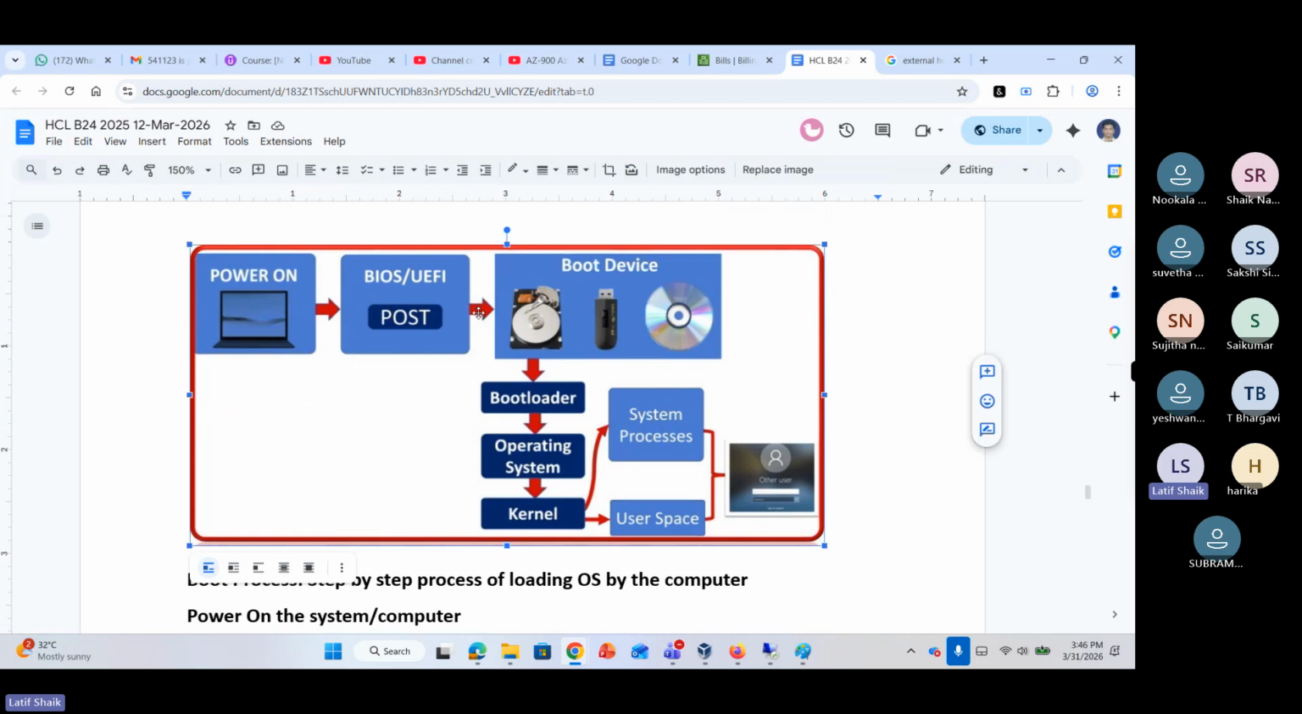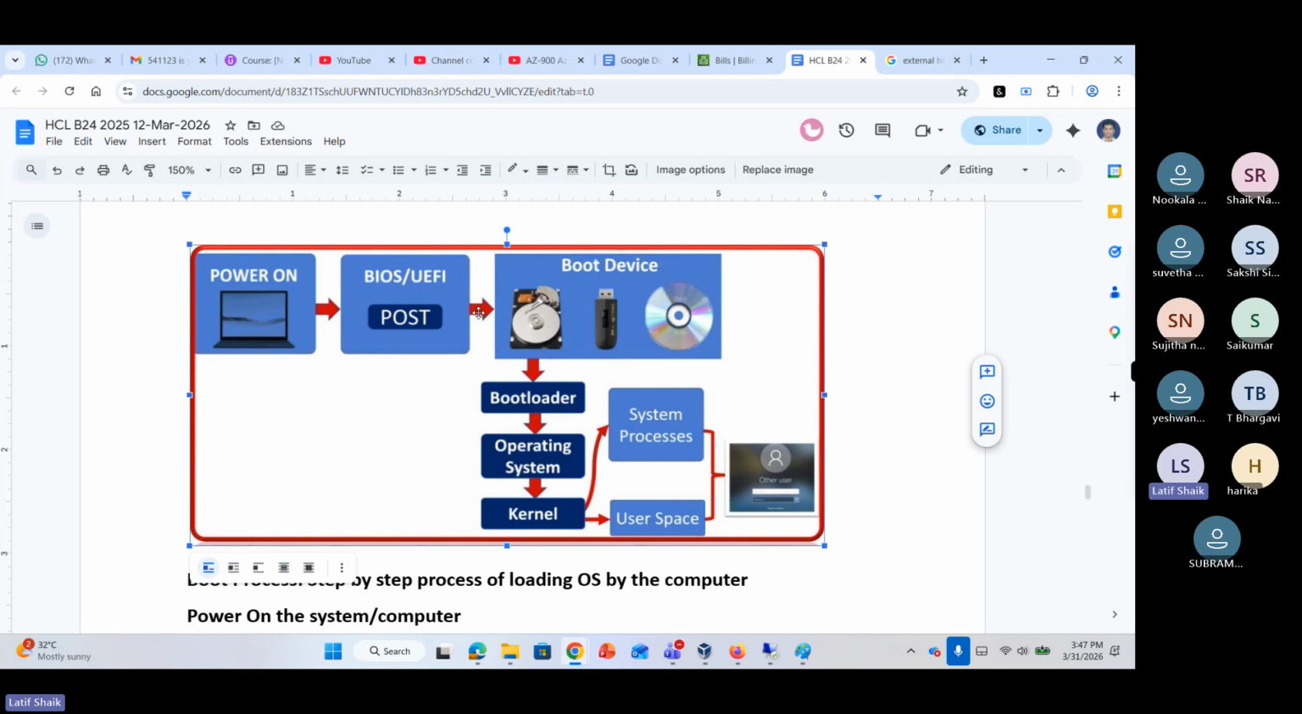This picture helps you to remember. First, you have to power on. What is second? What is first? You have to power on. After powering on, POST. In the boot process, the first step is POST, power-on self-test.